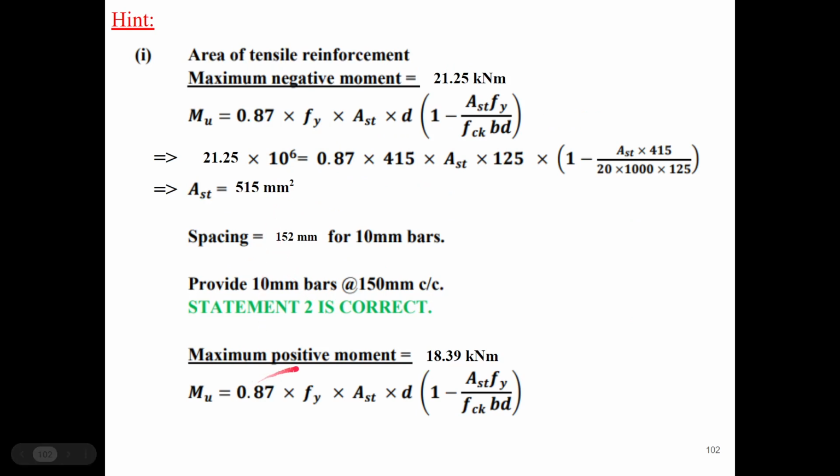The positive moment is 18.39 kilonewton meter. The maximum will always be negative because of hogging; only then will the slab be able to take the loads. If the positive moment is more than this, then the slab will be damaged, because hogging is resisting, so it will not be able to resist. So it should always be high; the positive should be less.